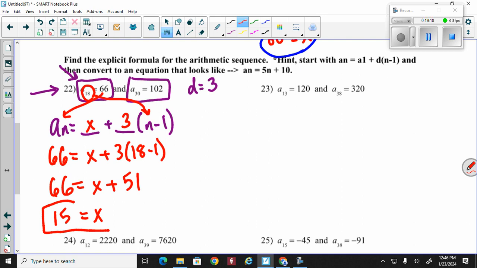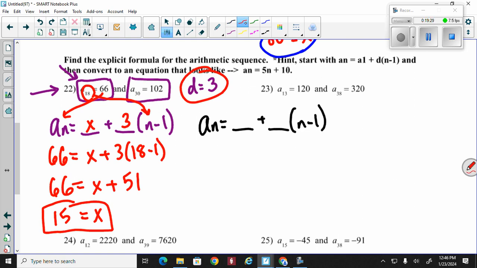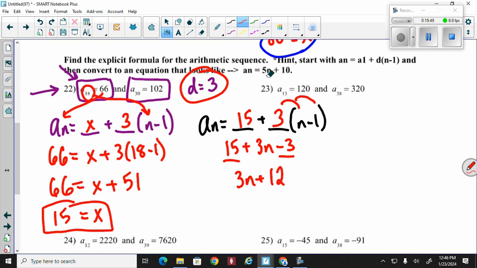So here's my first term. Here's my common difference. So I'm just going to plug it into my formula again for the very last time. Something plus something times n minus 1. My common difference is 3. My first term is 15. Take the 3, distribute. 15 plus 3n minus 3. Combine the first, combine the last. Final answer is 3n plus 12. There we go. All right.